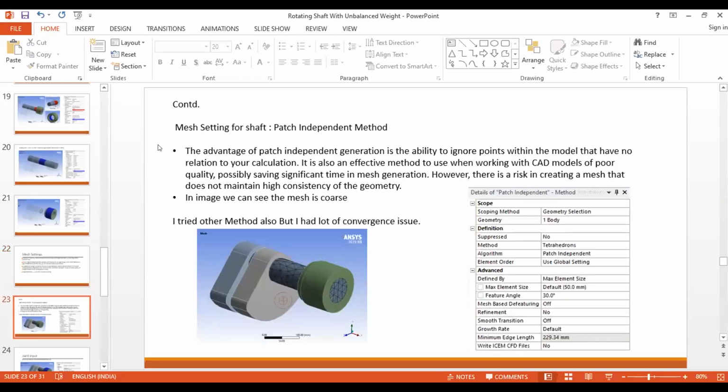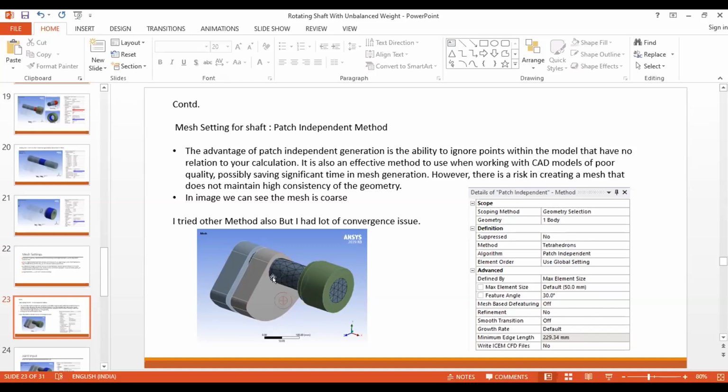So, the mesh setting for the shaft: the patch independent method. The advantages of patch independent generation are the ability to ignore points within the model that have no relation to the calculation. It is also an effective method to use when working with CAD models of poor quality. So what do you mean by this statement?